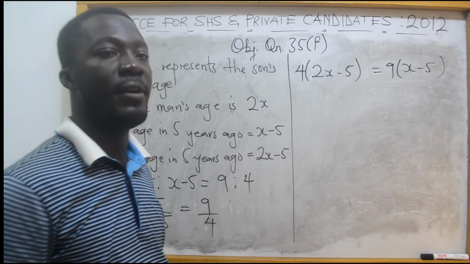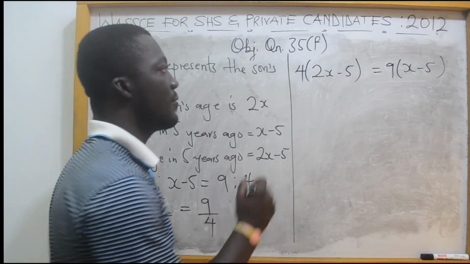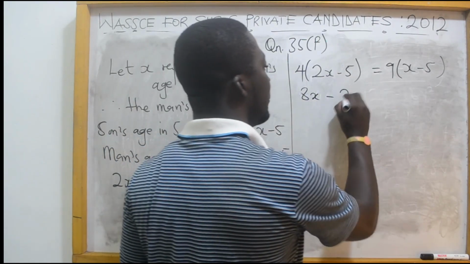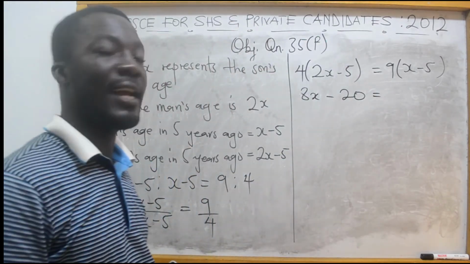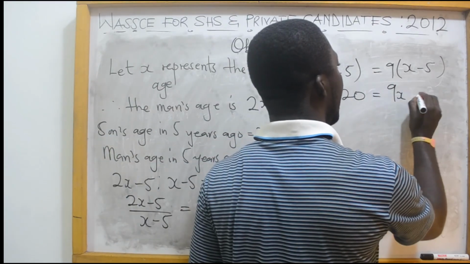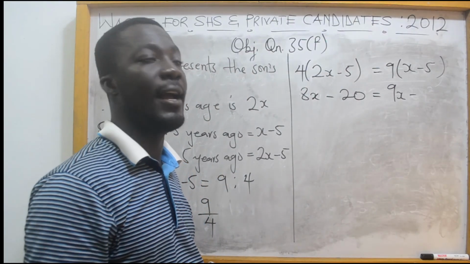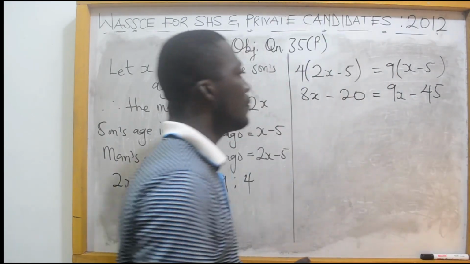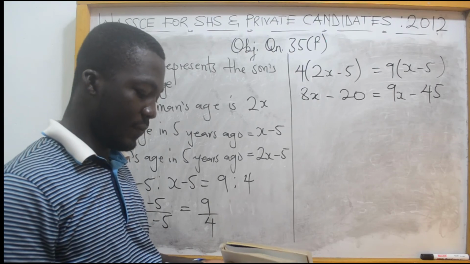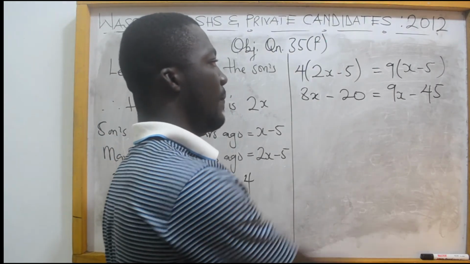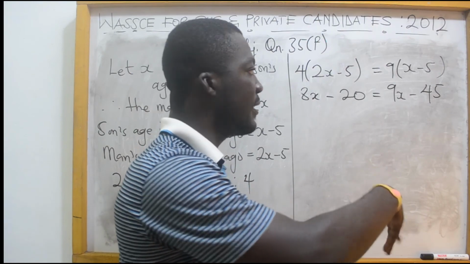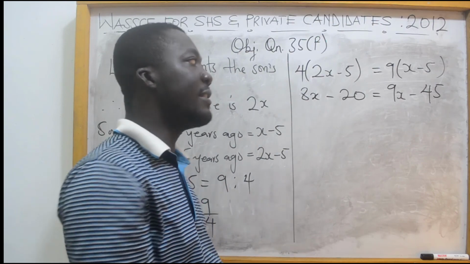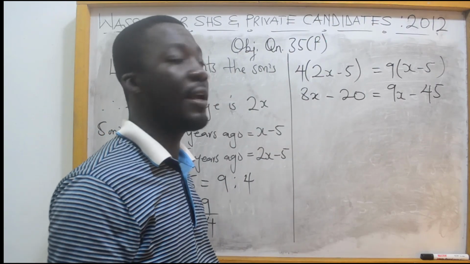That's the principle of cross multiplication. So let's expand the bracket. 4 times 2x will give us 8x minus 4 times 5 is 20. Should be equal to 9 times x is 9x minus 9 times 5 is 45. We want to make x the subject. So we transpose the negative 45 to the left hand side and it becomes positive. And the positive 8x will go to the right hand side and it will become negative.